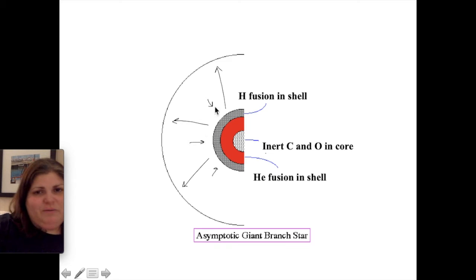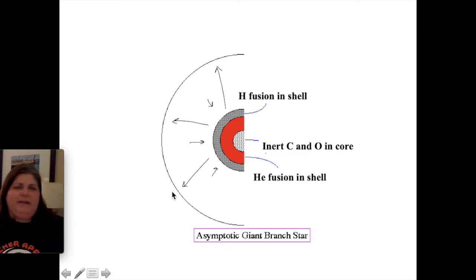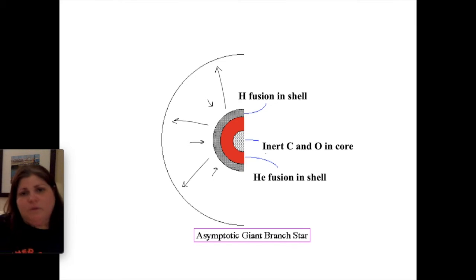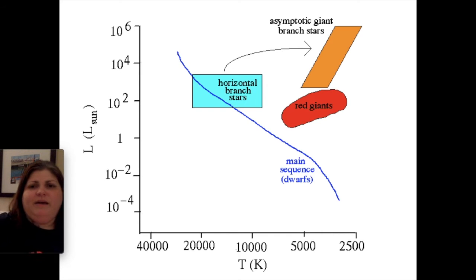The force of gravity is pulling in, but not as strongly as that expansion force, and so the star is expanding and becoming larger but cooler. And because it's becoming larger but cooler, it's moving over here to the right on the HR diagram.